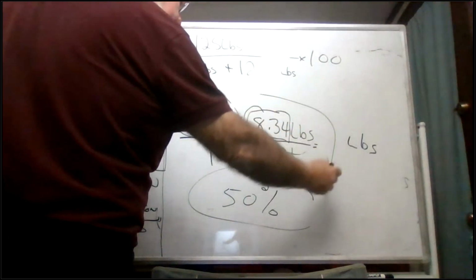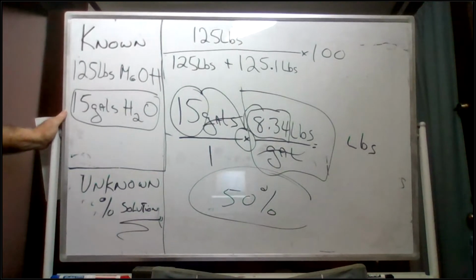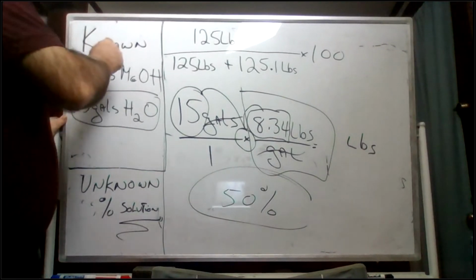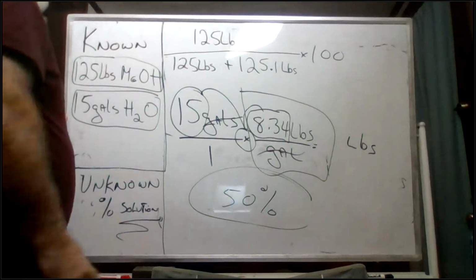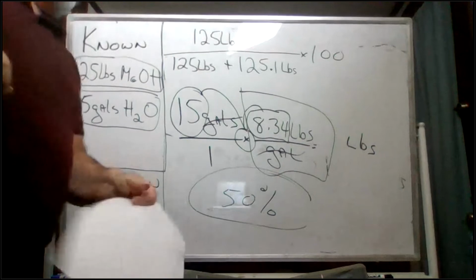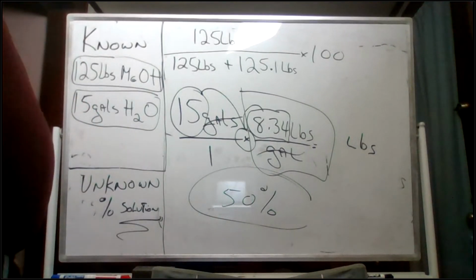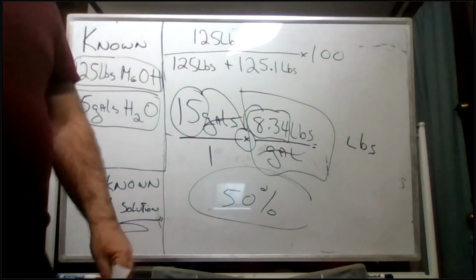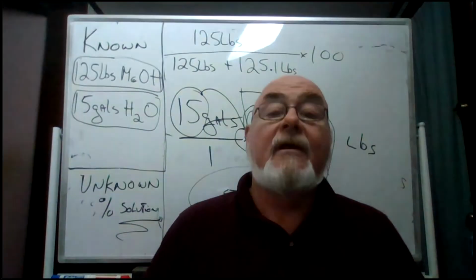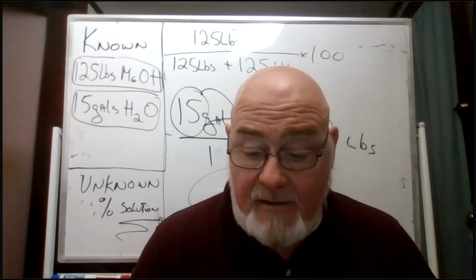To figure this out, this is the most vital part: knowing that 8.34 pounds is a gallon, right? Because you have the pounds of the chemical. Yeah, I guess you could pour the powder into a 15-gallon bucket to see, but it's not going to be consistent. So you convert the volume of water to mass of water.